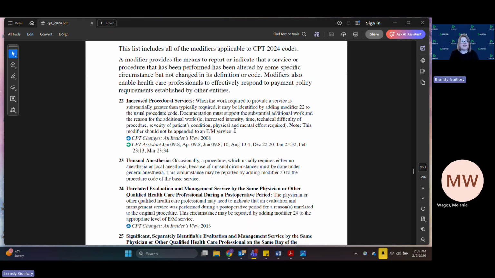Because guess what? If it's not documented, we can't prove it. So if for whatever reason in the surgical notes there wasn't enough clear documentation, they can refuse to pay for the service, for the procedure, for that extra work. And then our doctor's out.